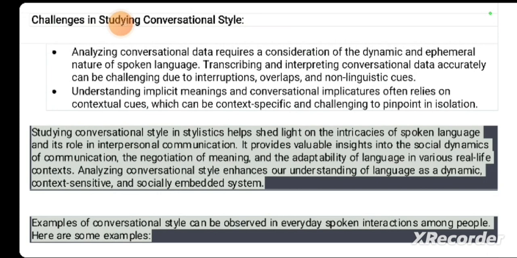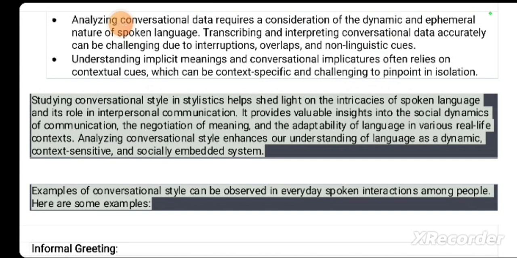So there can be interruptions while recording that data, overlaps and non-linguistic cues. There can be problems because language is, after all, very subjective. Even if you have collected some conversational data, recorded from a television program, or some interviews, even if you have transcribed that data very well, in the procedure of interpretation you may be subjective. So it can be very challenging to be more truthful, more just, and more clear and more close to what the speakers meant.